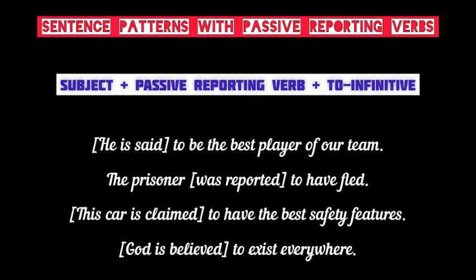The sentence, this car is claimed to have the best safety features, also contains the passive reporting verb is claimed after the subject, this car. The passive reporting verb is claimed indicates that it's a claim by the manufacturer and it may not be true.